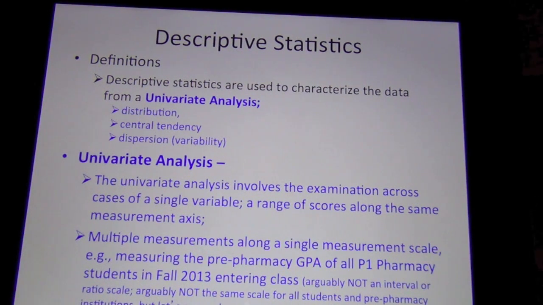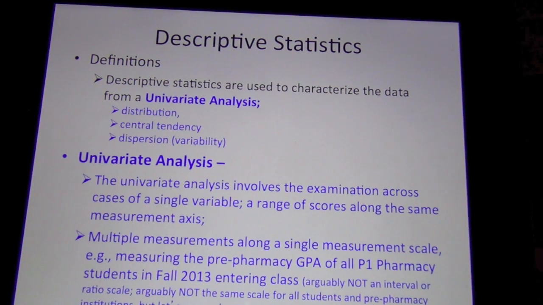But before we get to those, let's talk about univariate analysis just briefly. It simply involves the examination across multiple cases of a single variable. Usually there's a range of scores along the same measurement axis. For example, what we did in class last week, we measured everyone's height in inches. We did it after class. If we had measured most of the people's height in inches, but one student was measured in millimeters, that would not be a univariate analysis because we're not using the same scale for everybody. Essentially, in order to be a univariate analysis, you have to have multiple measurements along a single measurement scale.